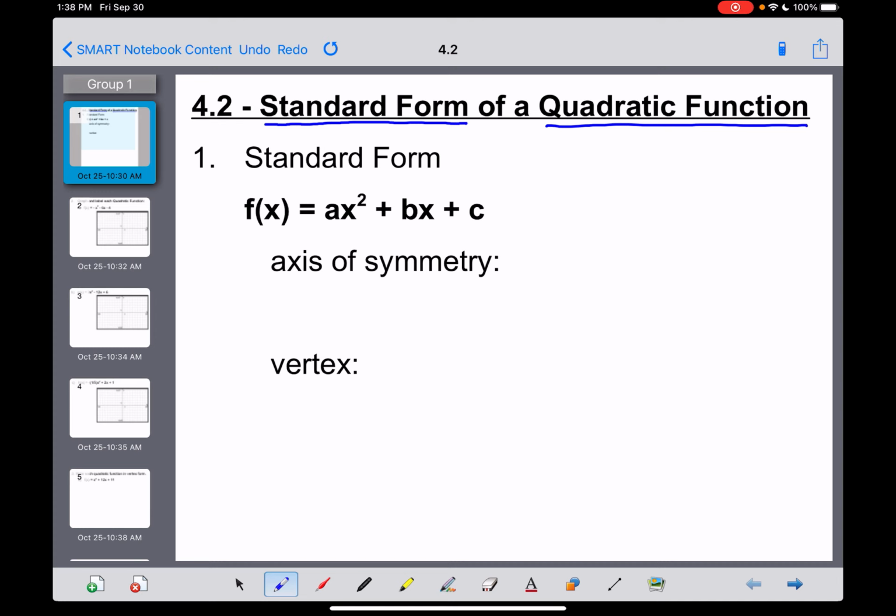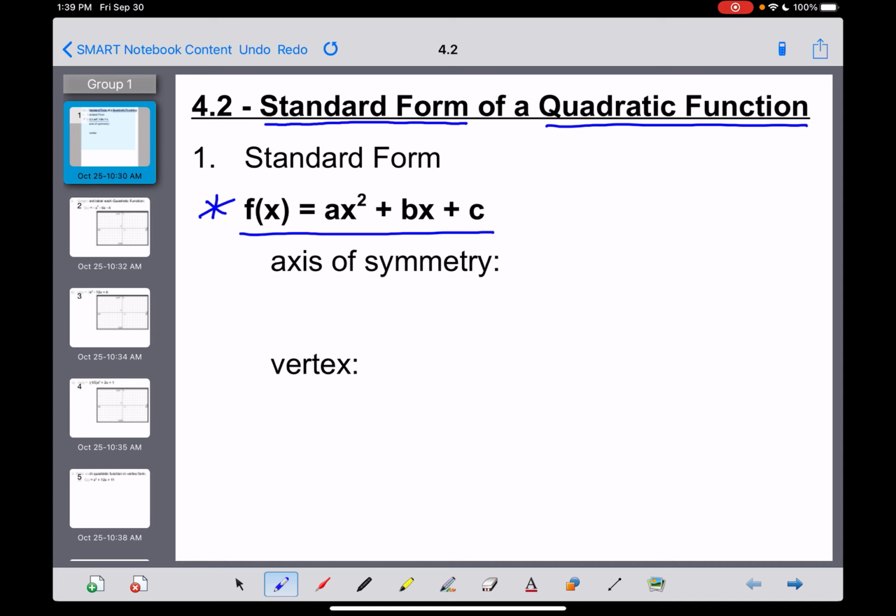The vertex is really easy to read out of vertex form, but in standard form, we have to do a little bit of digging for it. So this is just a reminder that this is what the standard form of a quadratic function looks like: f of x is equal to ax squared plus bx plus c, and there are two little equations that we're going to learn that go along with this, although they're really the same thing.